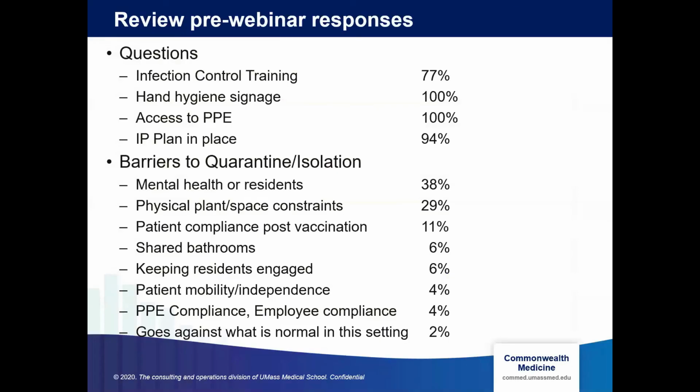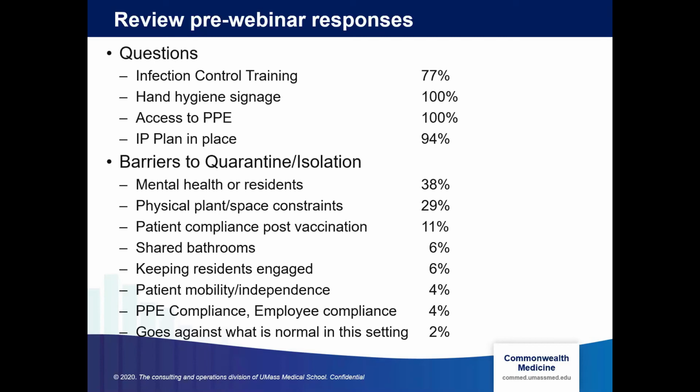We did some polling ahead of time. We asked some questions of the group. For those of you who had submitted responses, one of the questions was, have you had infection control training? So a fair amount of you have, 77%. And we're delighted that maybe those that didn't are on this webinar for that additional training. Hand hygiene signage in your care centers, 100% of you have that and access to PPE. And then IP plans in place, 94%.